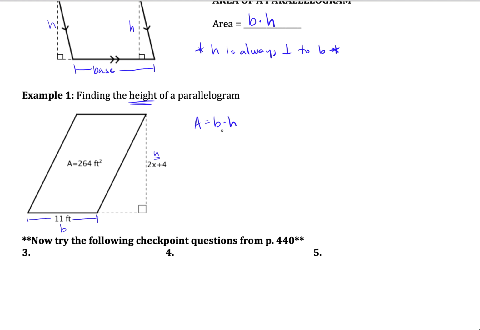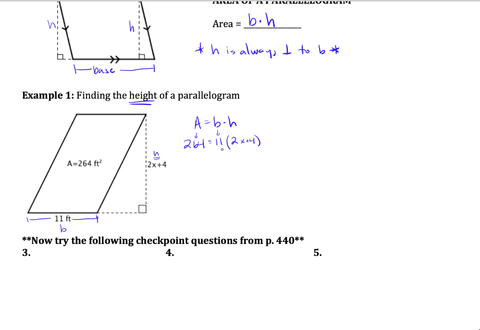And then we're going to fill in the two unknowns that we have, and we're going to use this expression for the height. So we're going to say that 264, we're just dropping that in for where the area is equal to, 11, we're just dropping that 11 in for the base, times what we have in the picture for the height, which is 2x plus 4. Now you can see here we have an equation that you should be able to solve. This is an Algebra 1 style equation.